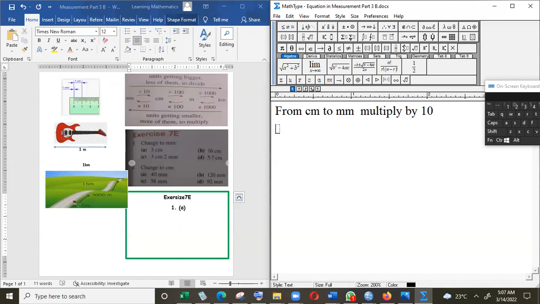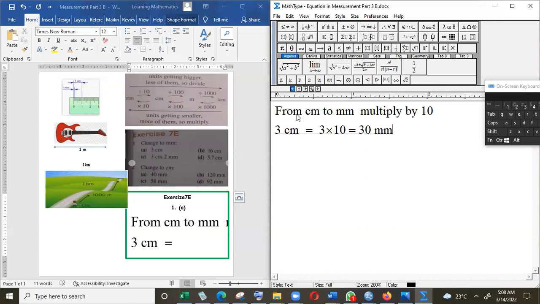Right. So we have 3 centimeters. Please write this down. 3 centimeters is equal to, now remember, we have to multiply by 10. Okay, is equal to 3 times 10, which is equal to 30 millimeters, sorry.